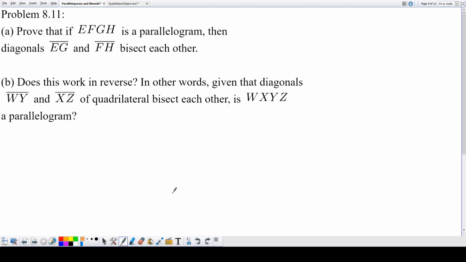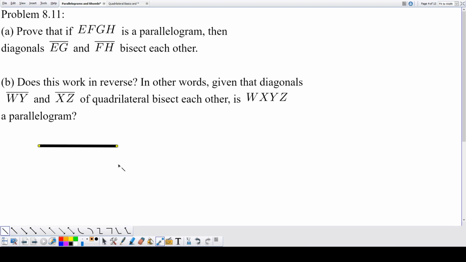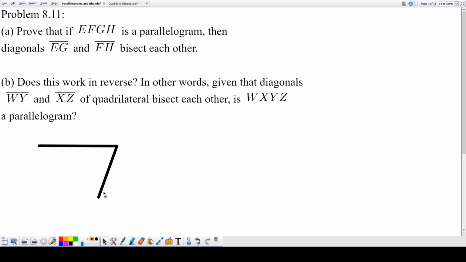Alright, let's do problem 8.11. Part A says, prove that if EFGH is a parallelogram, then the diagonals EG and FH bisect each other. So, let's draw our parallelogram. Something like this, and let's copy and paste. Get a nice diagram.